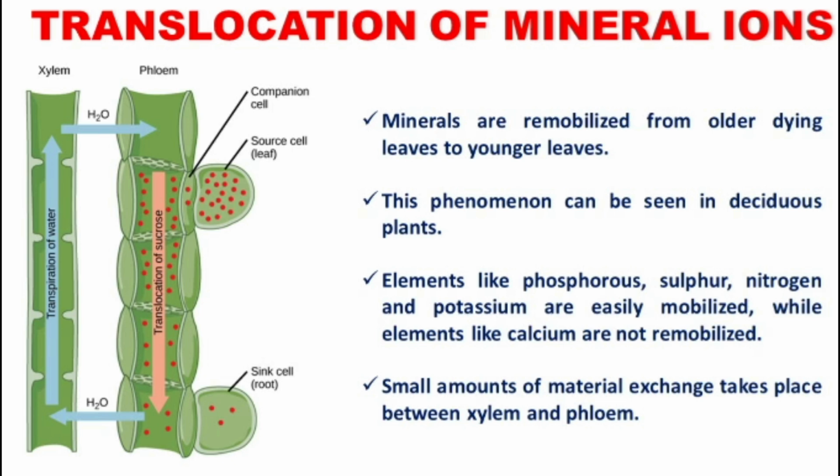Here, the elements move from one place to another. That means they move from the leaf which is going to detach to the required place. A small amount of material exchange takes place between xylem and phloem. So here the material means water or food substances.